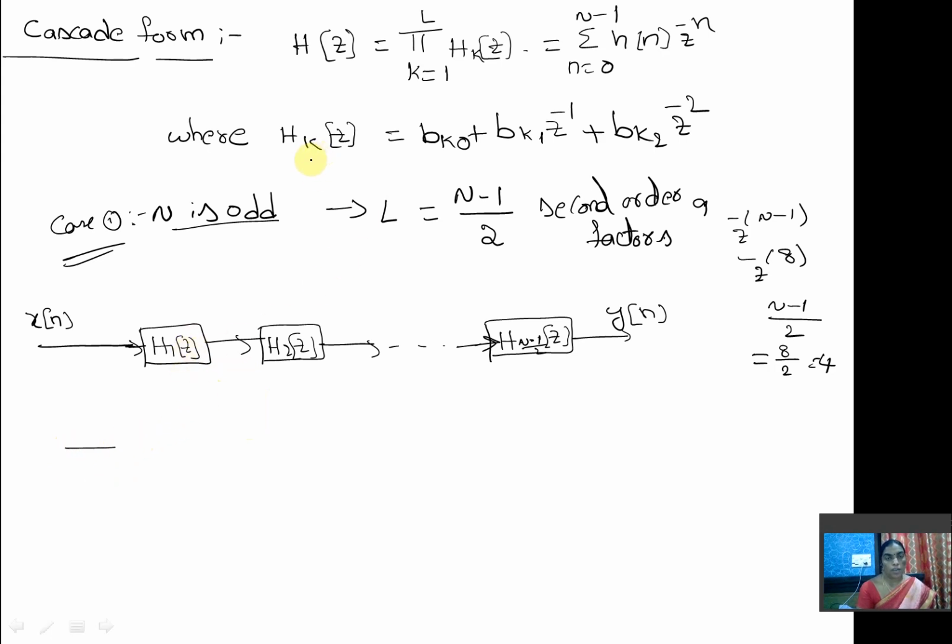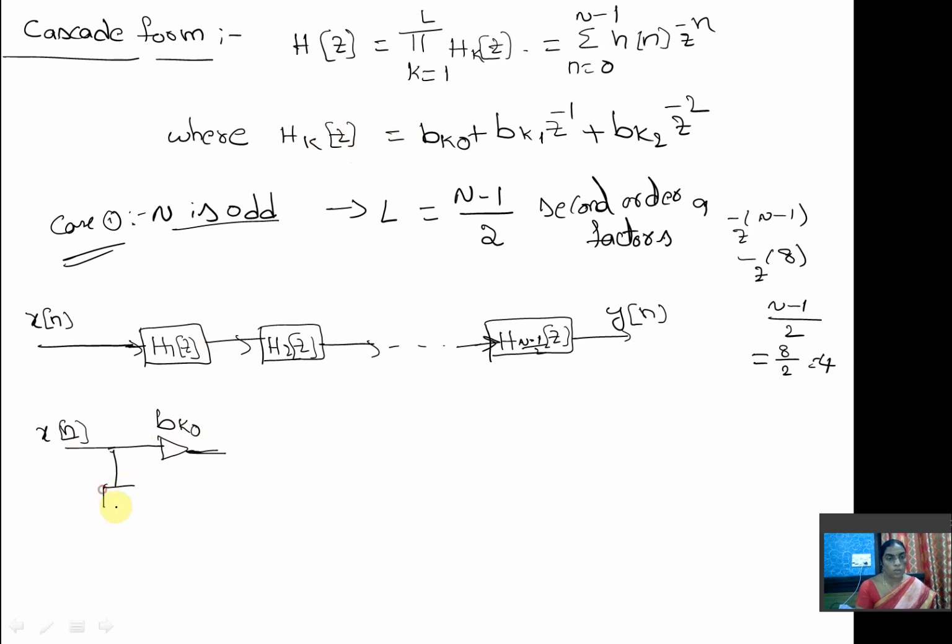Place k equal to 1 here. What is that? b10 plus b11 z power minus 1 plus b12 z power minus 2. How can you realize this equation? See this, here is x of n, and of course you know that this is nothing but Y of z by X of z. Y of z is equal to X of z into this. So x of n means X of z, multiplied by the bk0.